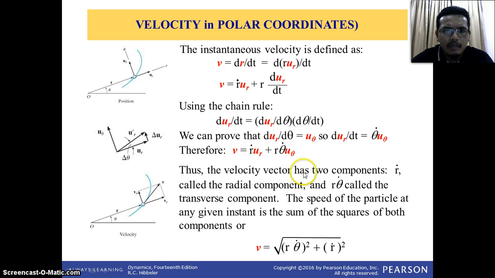Thus the velocity vector has two components. R dot is the radial component along ur, and r theta dot is the transverse component along u theta. The speed of the particle at a given instant is the square root of the sum of the squares of both components, which means the magnitude of the velocity is the square root of (r theta dot) squared plus r dot squared.